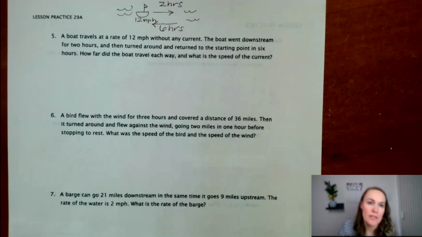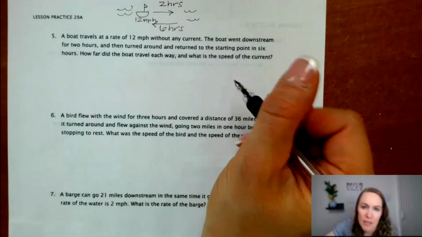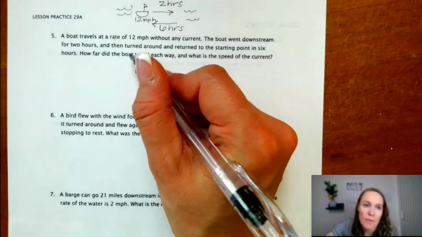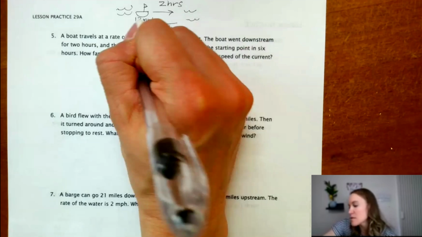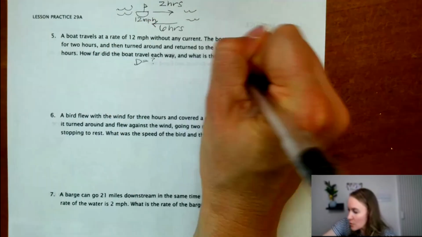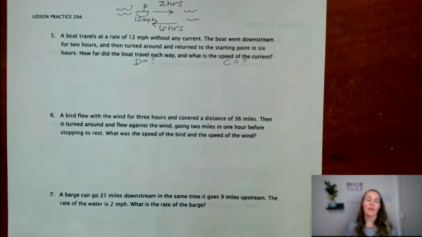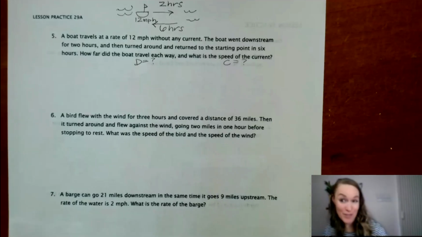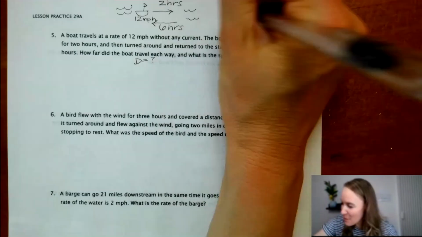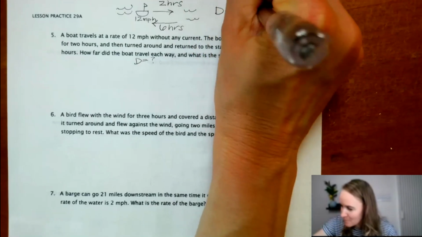How far did the boat travel each way? And what is the speed of the current? Okay, so there's going to be the speed of the current and how far did the boat travel? That's going to be distance. So we want to know distance and we want to know the current. Okay, so do you remember the equation for distance? Our distance, rate, time equation. You should have it memorized. Distance equals rate times time.